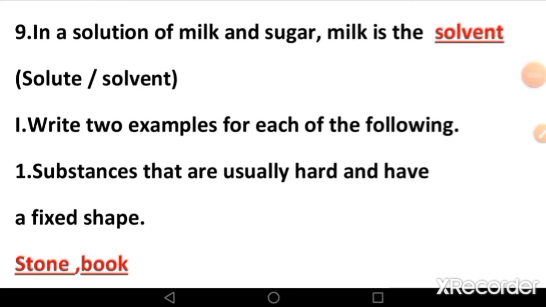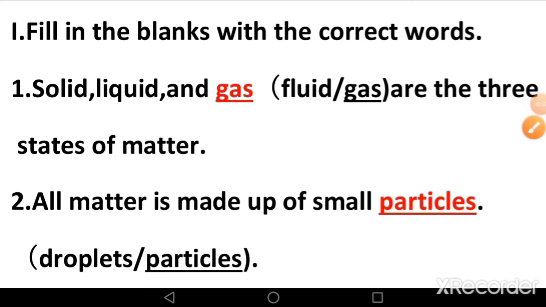Now, ninth, fill in the blank. In a solution of milk and sugar, milk is the dash. Option solute or solvent. Solute means the substance that dissolves, and here in this example of milk and sugar, sugar dissolves in milk, so sugar is solute, and milk is the substance in which sugar dissolves, so milk is the solvent. So after solving the worksheet and understanding the fill in the blanks, let's write.